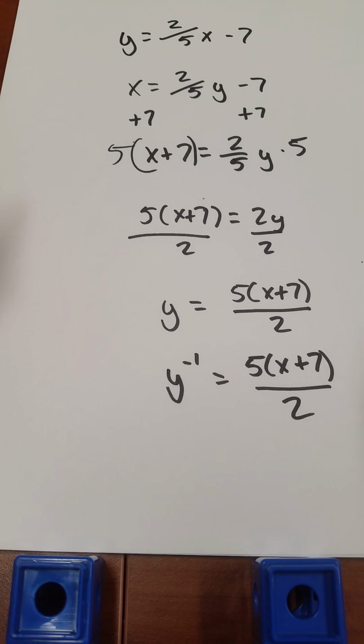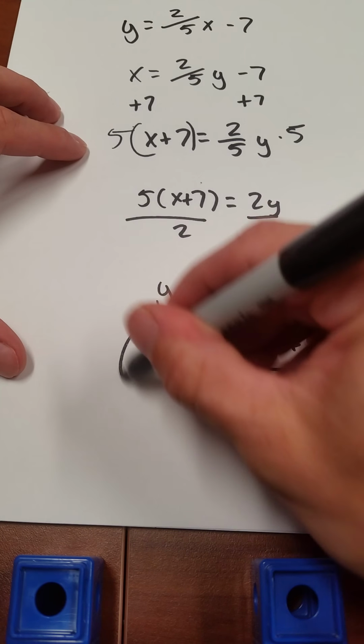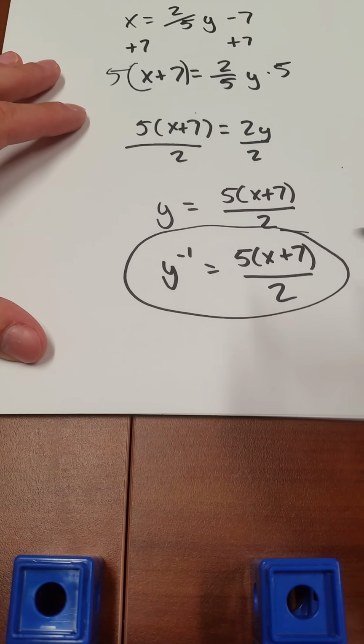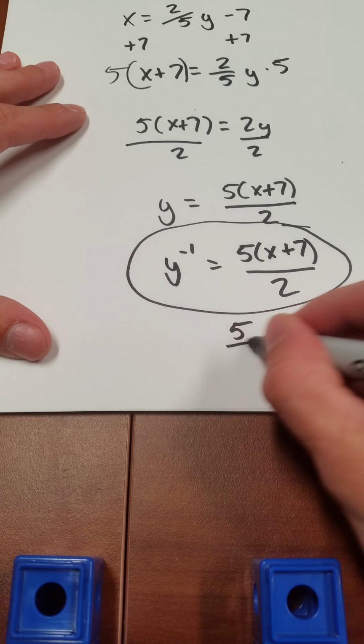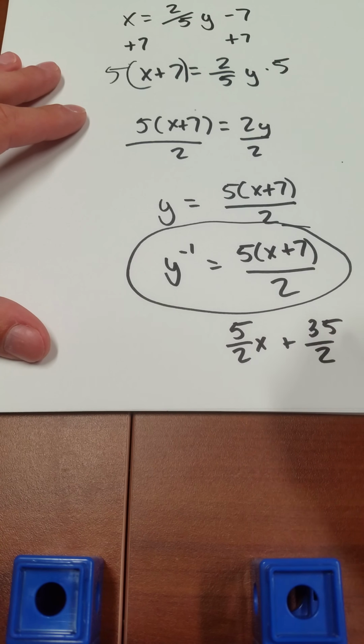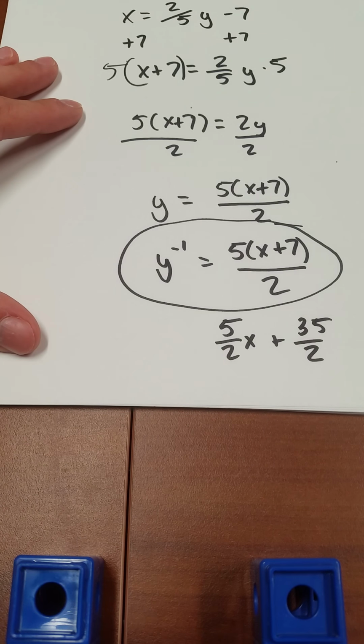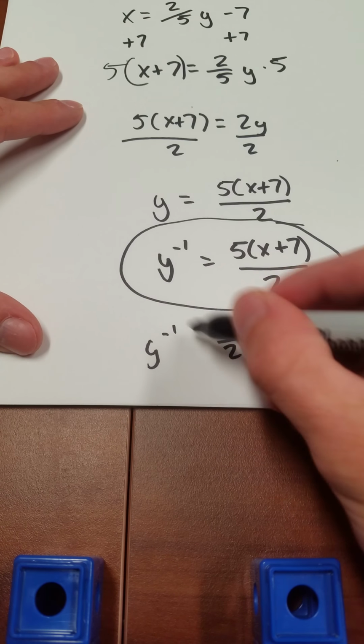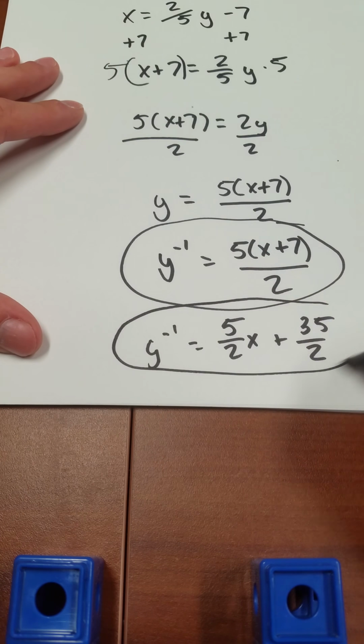It really doesn't matter to me how you want to write that solution. That is going to be your answer. If you did the reciprocal way, you'd end up with 5/2 x plus 35/2. Those are the same exact thing. So depending on which way you want to write your solution, that's fine with me.